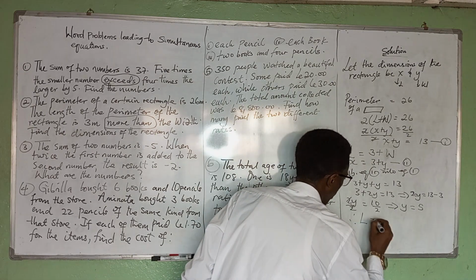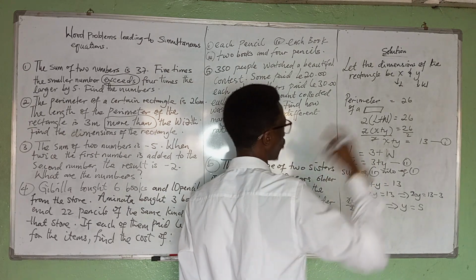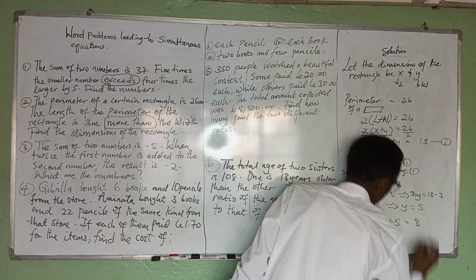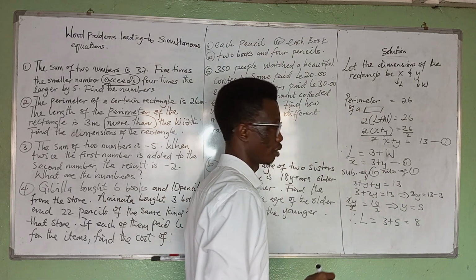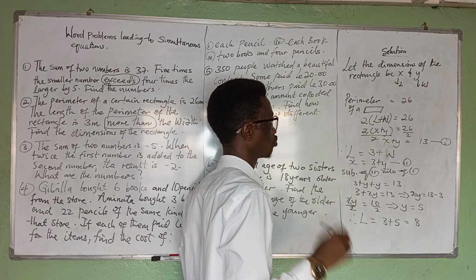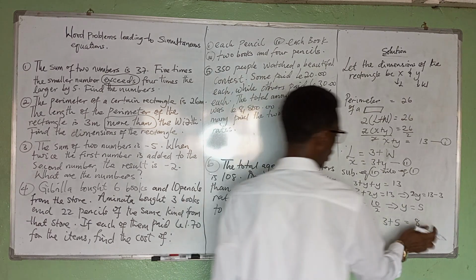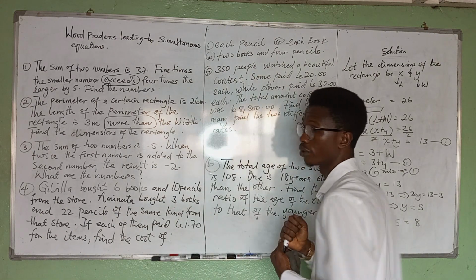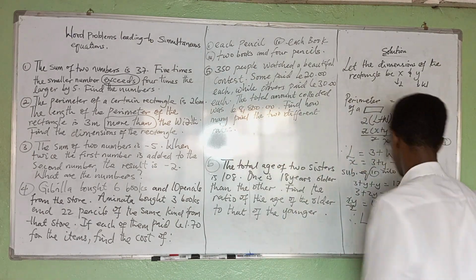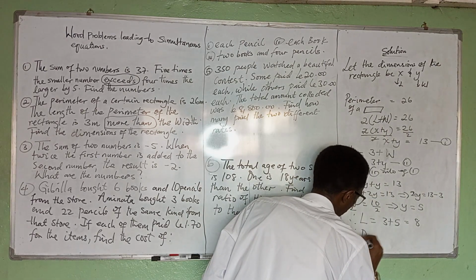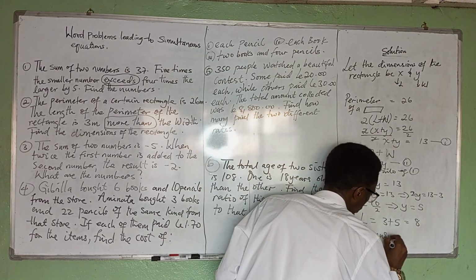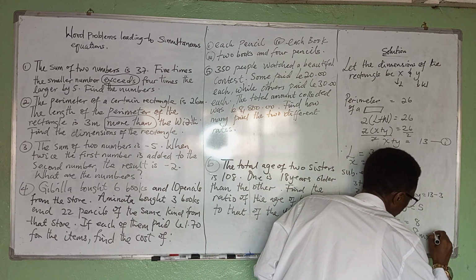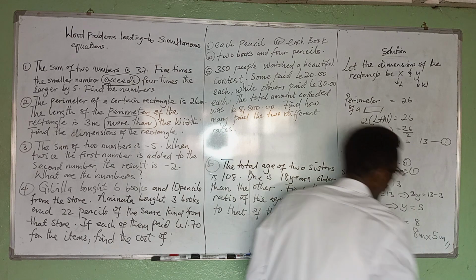Therefore, the length, we say, is 3 meters more than that. So that's going to be 3 plus 5, which is 8. So that would be your length. Therefore, the dimensions of the rectangle are going to be 8 meters by 5 meters.